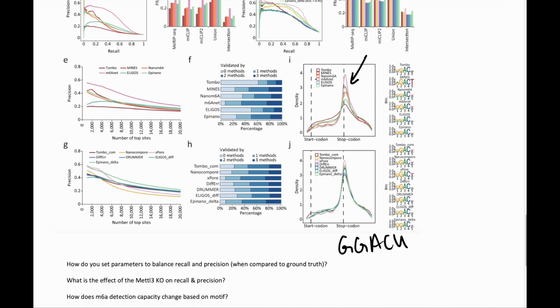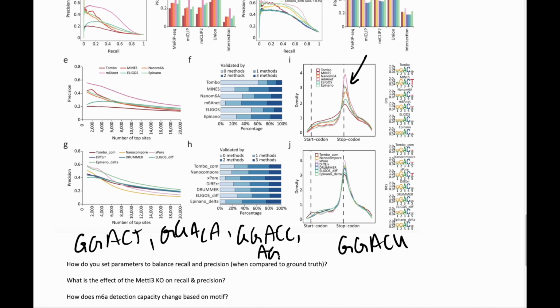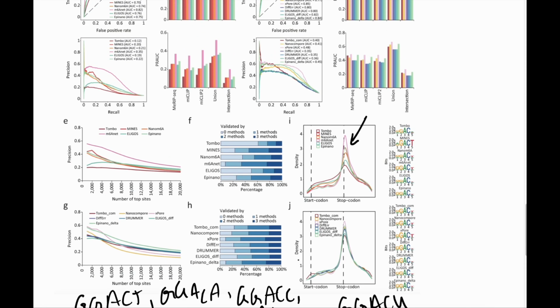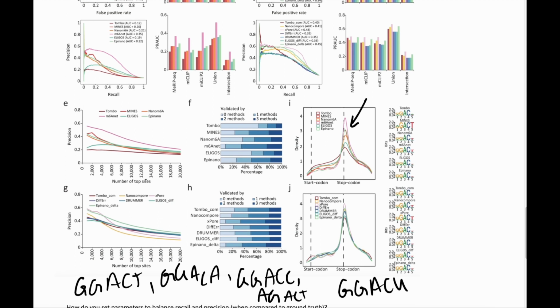It was also revealed that there were specific motifs, namely GGACT, GGACA, GGACC, and AGACT, which all of the different Oxford Nanopore callers performed better on. They, with much greater frequency, detected m6a modifications within these motifs precisely.